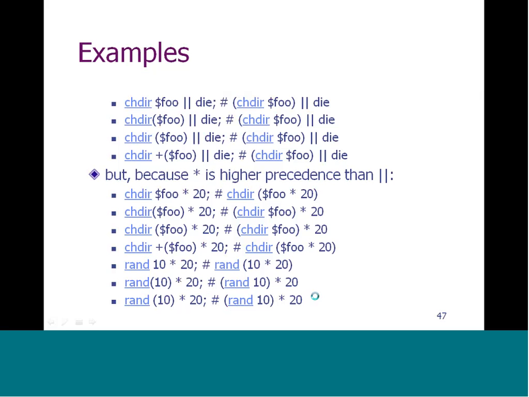So here are some examples. The chdir is a function call, and then dollar foo is some variable, and then we specify that if this condition is not true, then die. That's the meaning of this particular statement.